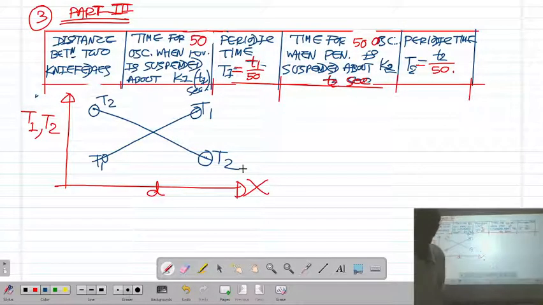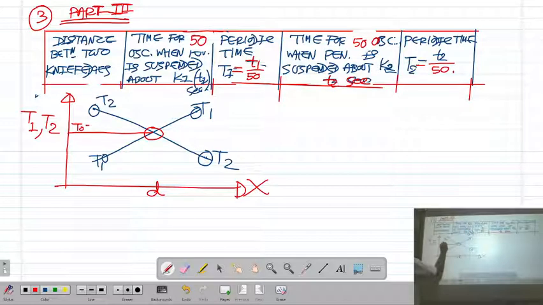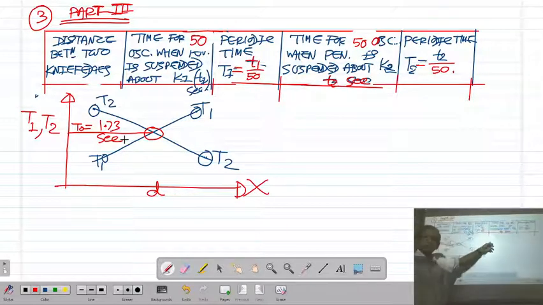But at the point of intersection, you have to find the value of periodic time T0. Suppose at the point of intersection, the value of T0 comes to 1.73 seconds. In the first part, from the point of intersection, we calculated the distance d between two lines. In the last part, we will calculate the periodic time T0, which at the point of intersection is approximately 1.73 seconds.